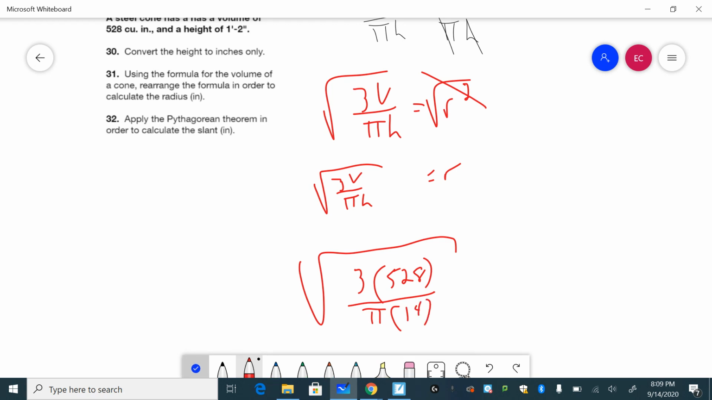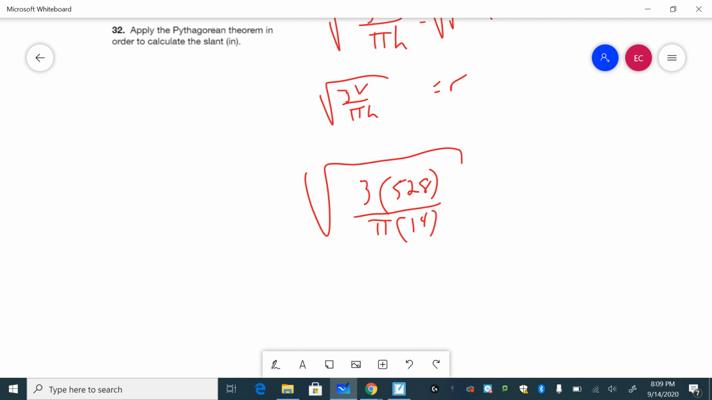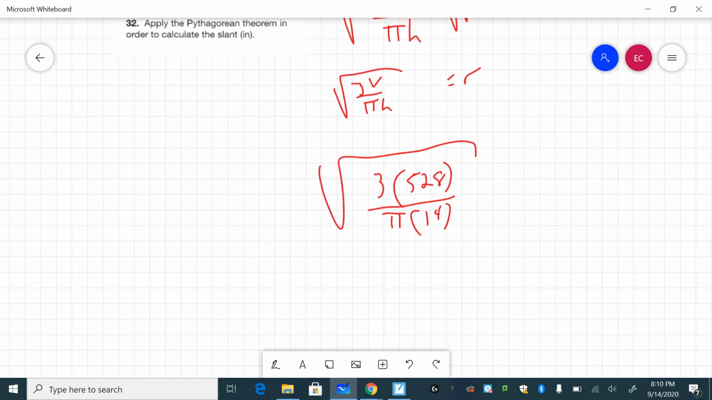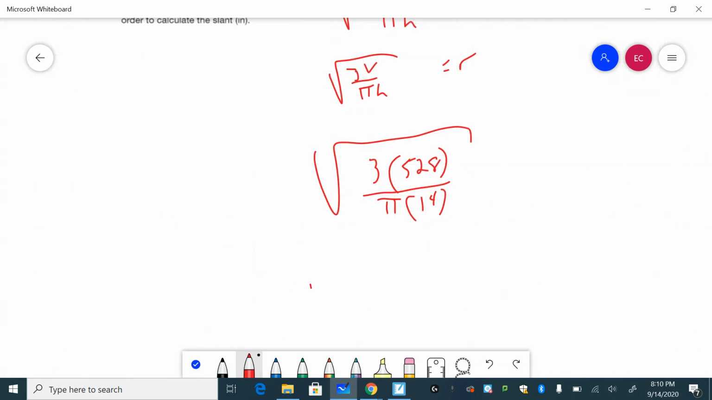So when I do this, I would actually work out the numerator first. So I would go 3 times 528 equals, and then you could just actually go divided by pi, and I'm going to hit equals, and then I'm going to divide it by 14 equals. So I've got the square root right now of 36.01449.